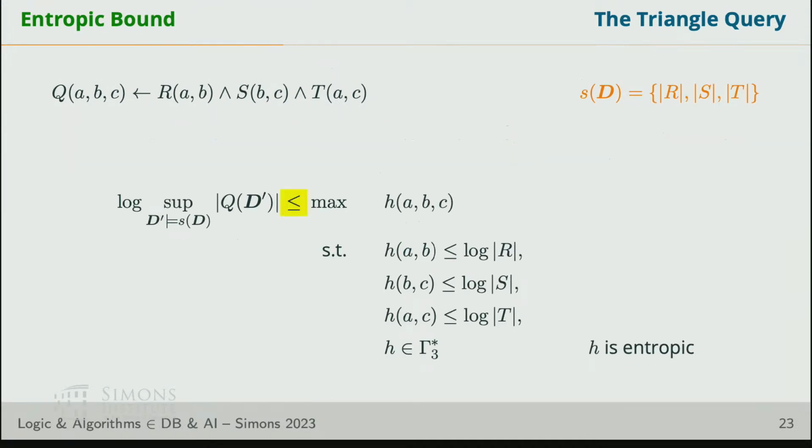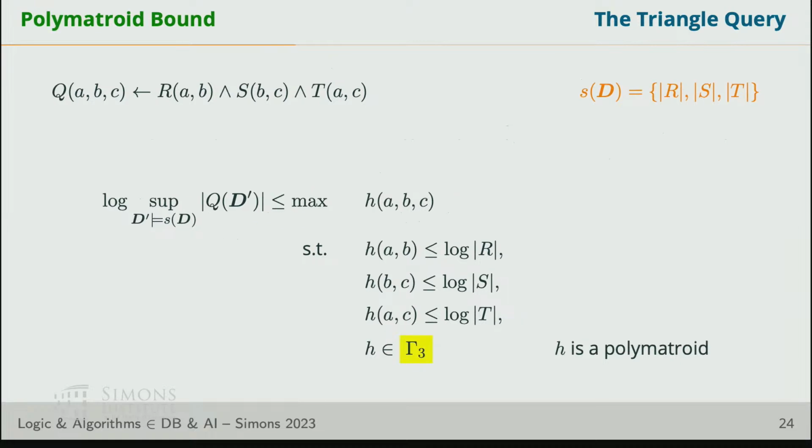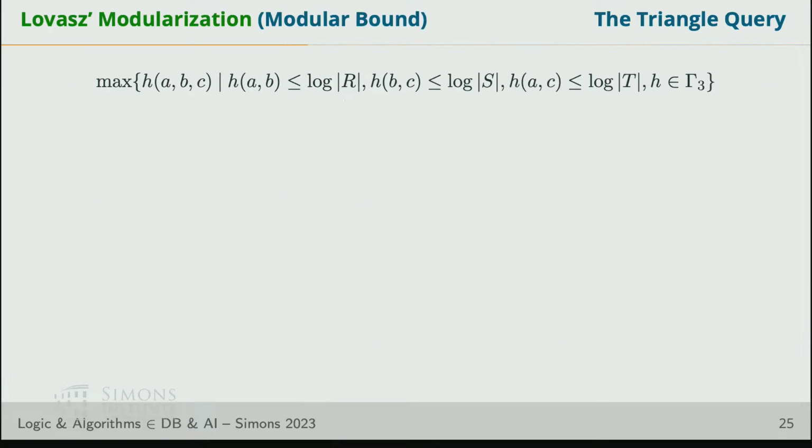Okay, so from the entropy argument, we got the polymatroid bound, which is great. So now let's actually connect this to a few more bounds that we know. There's this very cute idea from Lovász from a long time ago, I think like 1982 or something. It goes like this. Here we have this optimization problem, maximizing h of ABC subject to these three constraints.